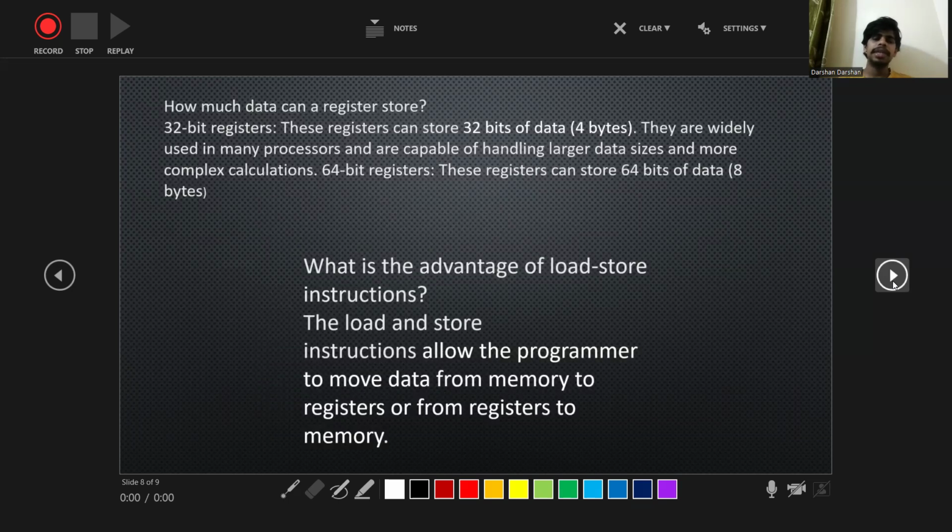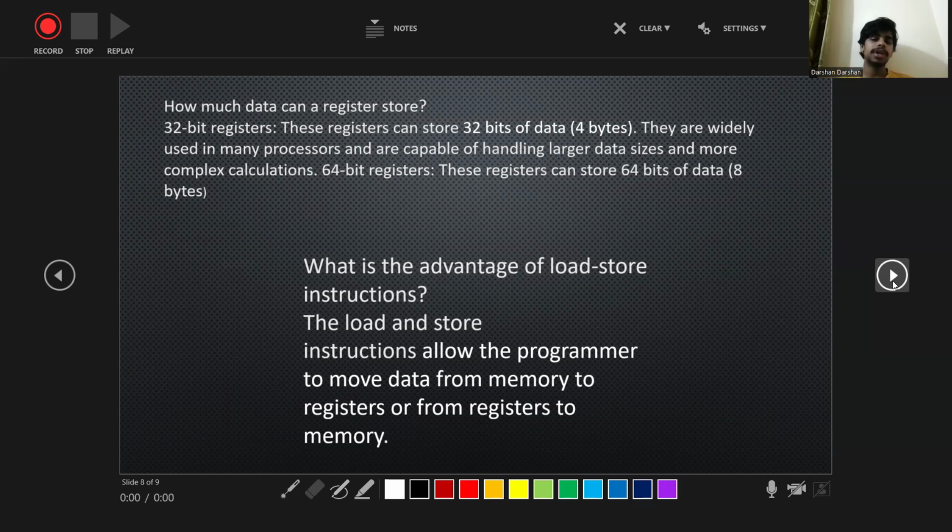Now we can see how much data a register can store. I mean, how much data can a register contain? A 32-bit register can store 32 bits of data, 4 bytes. These are widely used in many processors and capable of handling larger data sizes and more complex calculations. When it comes to a 64-bit register, these registers can store 64 bits of data or 8 bytes.